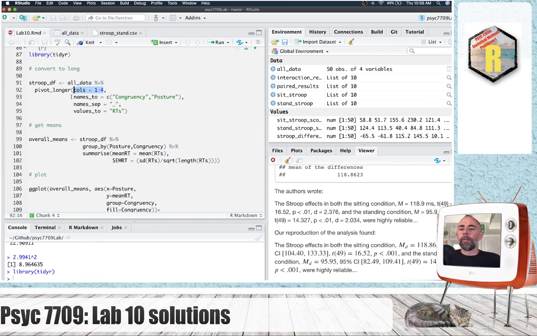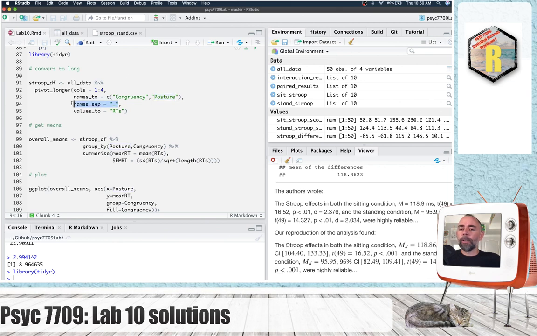And this function will take some names. We're going to create a new column called congruency that's going to say whether the value is congruent or incongruent, and another column called posture that will indicate whether the condition involves sitting or standing.